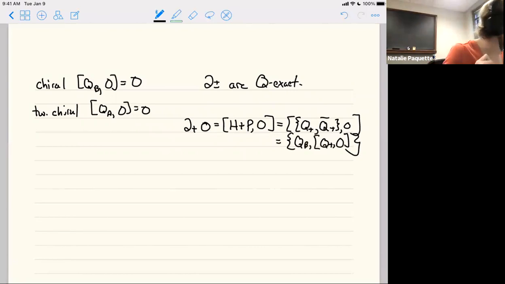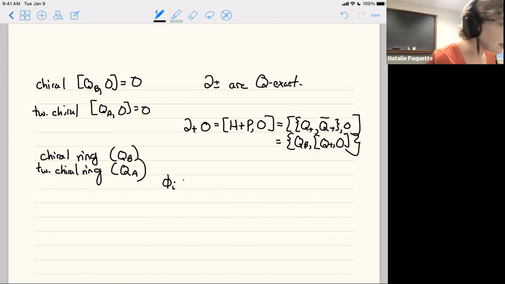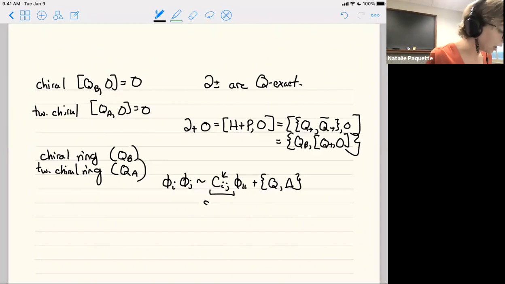So given two chiral operators or two twisted chiral operators, their product will also be a chiral operator or, respectively, a twisted chiral operator. So taking Q cohomology is going to produce what's called a chiral ring for QB or a twisted chiral ring for QA. Again, I don't really like the names, but that means the operators in this theory have an operator product, again with no position dependence because we've killed position dependence, up to some Q exact stuff.